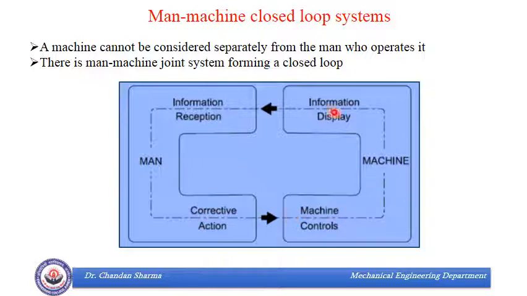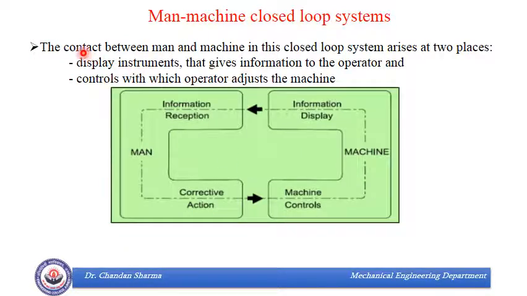So there has to be a closed loop, that is display of information, information reception, corrective action proposed by the operator, and then controls that use this corrective action when the machine is not functioning properly. So when we are designing a machine, we need to consider this aspect also, that is this information should be conveyed to the operator in a proper way, and the operator should be able to convey the corrective action to the machine.